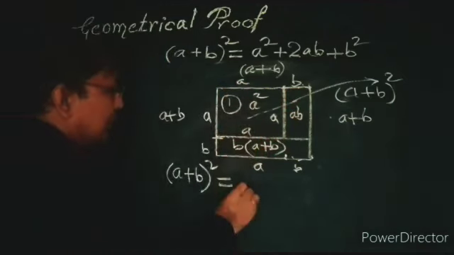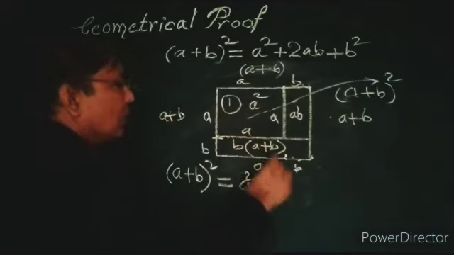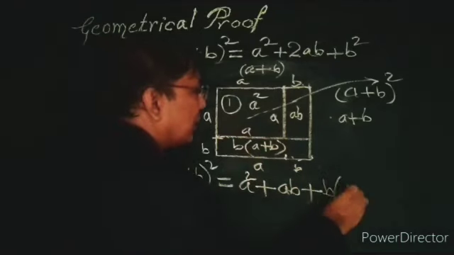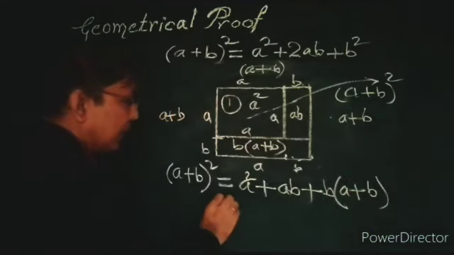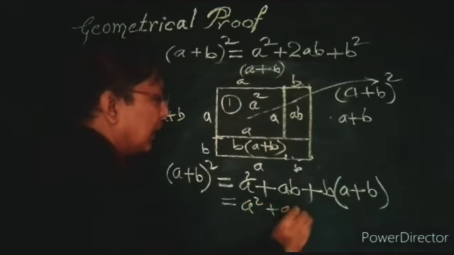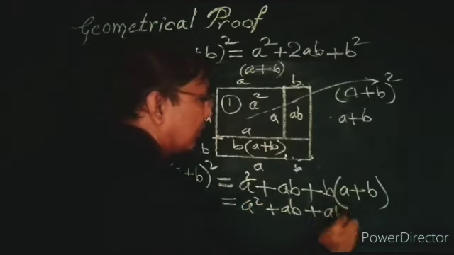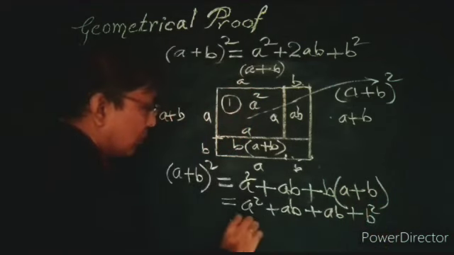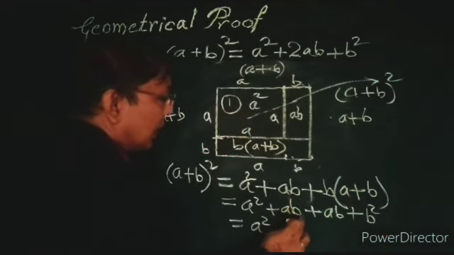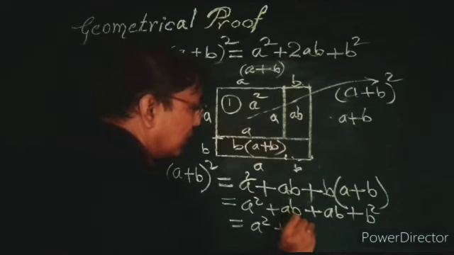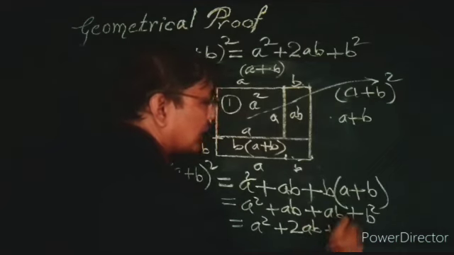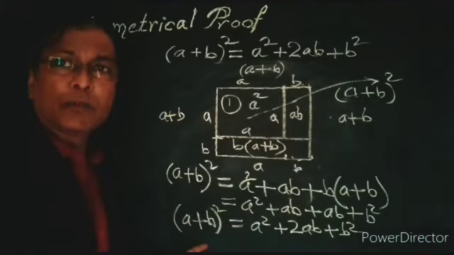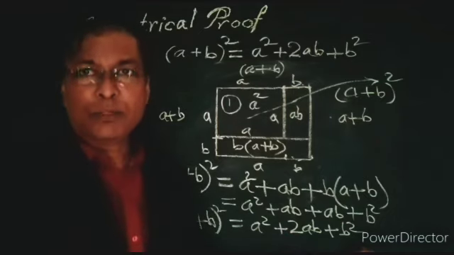What is the area of this quadrilateral? A square. Plus what is the area of this quadrilateral? ab. What is the area of this quadrilateral? b into bracket a plus b. Let us simplify. A square plus ab plus b into a, ab, plus b into b, b square. Now a square, here we have plus ab twice, totally 2ab plus b square. In this way, we have proved the identity a plus b whole bracket square equals a square plus 2ab plus b square.